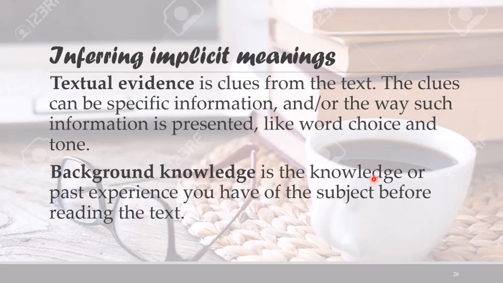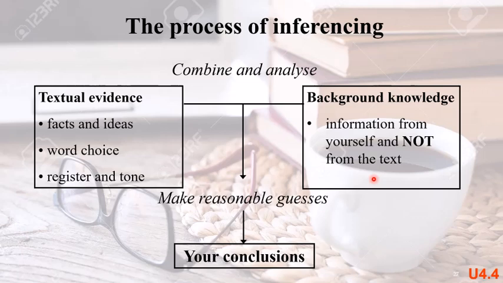But now, we want you to try something. We want you to challenge yourself. When you try to infer implicit meanings, you also need to use your own background knowledge. That is about your world knowledge, your common sense, and also your past experience. And this chart can actually sum up what we want you to do. When you try to make inferences, you have to use and combine textual evidence and also background knowledge. Here we are talking about fact, idea, word choice, and tone, and these can be found in a reading text. At the same time, you have to combine them with your own background knowledge, that is, information and knowledge from yourself and not from the text. And then you can try to make reasonable guesses before you can reach your conclusions.